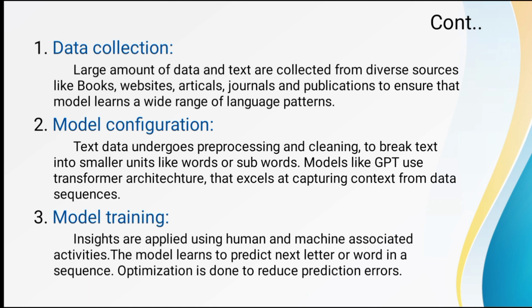Number two is model configuration. Configuration is done as a pre-processing and cleaning process to break text into smaller words or subwords. Models like GPT use transformer architecture that excels at capturing context from data sequences. Number three is model training. After configuration, the model is trained. Insights are applied using human and machine associated activities. The model learns to predict the next letter or word in a given sequence.